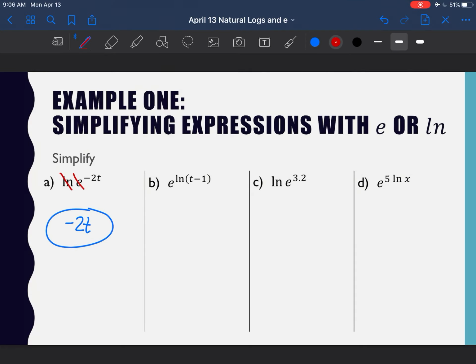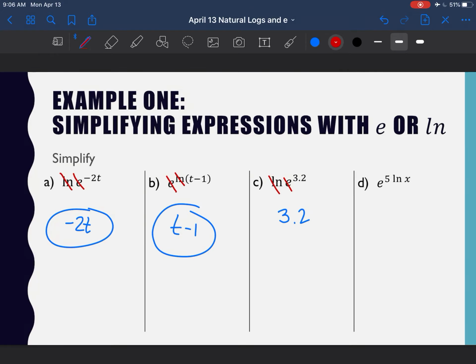On the second example, you have e to the ln. Again, they're side by side, so they cancel. You just have t minus 1 left as your answer. On the third example, again, you have ln and e directly next to each other, so they will cancel each other out. You just have 3.2 left.